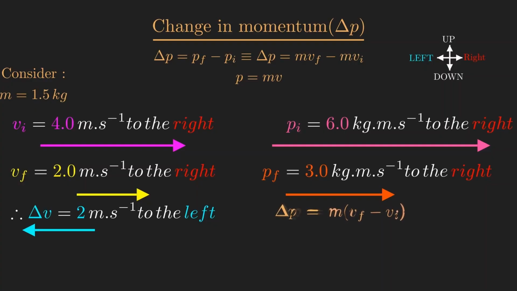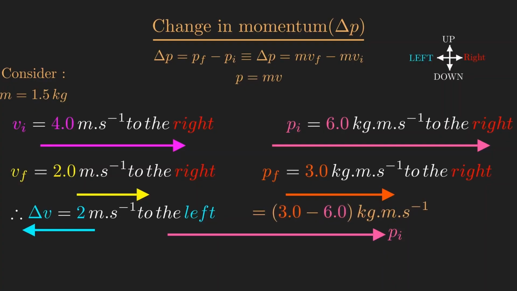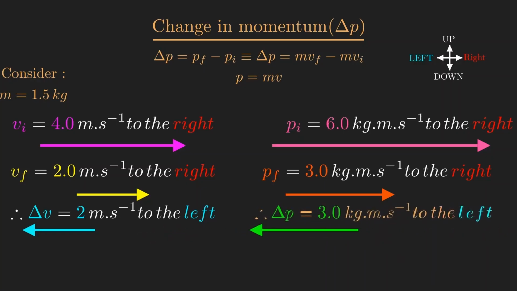Do the same for change in momentum. You can calculate that as 1.5 times 2 minus 4, which will give you -3. That is the same as P final minus P initial, which is 3 minus 6, which is the same as adding the negative of the initial momentum. It's going to be minus Pi plus the final momentum. That's the change in momentum, which is equal to 3 kilogram meters per second to the left.